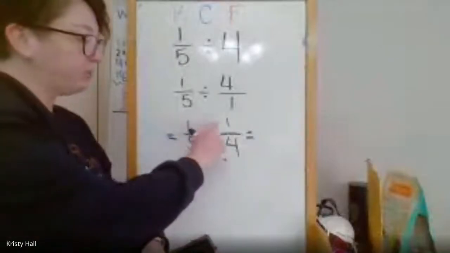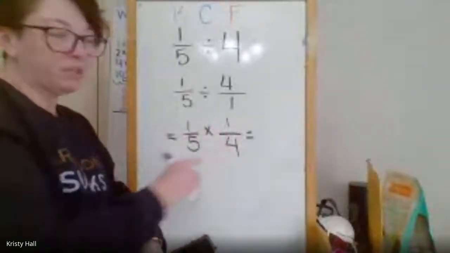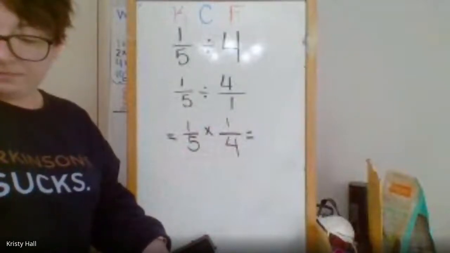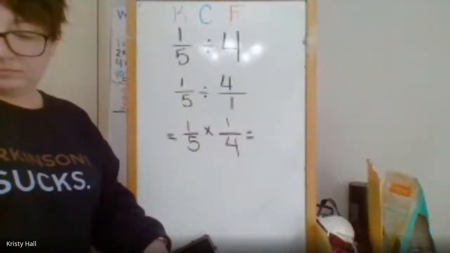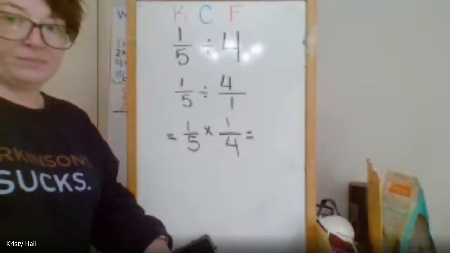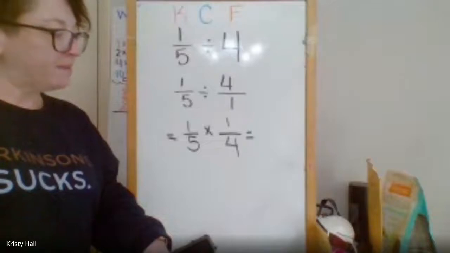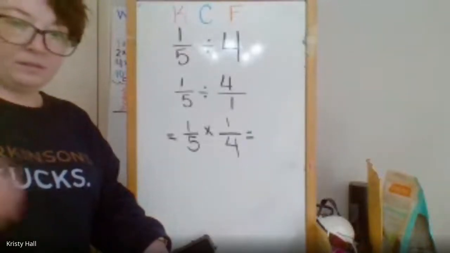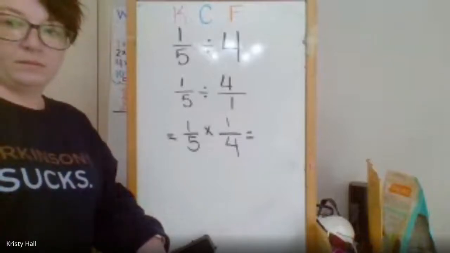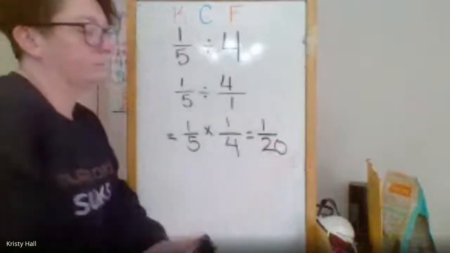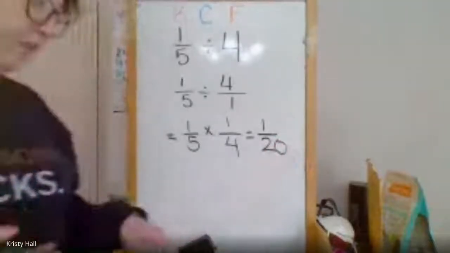So again, we're back to just multiplying. So I multiply the numerators and then I multiply the denominators. Go ahead and solve that one. And Matthew, do you have an answer for that one? 1/20. Perfect. 1/20. And again, keep it as a fraction.